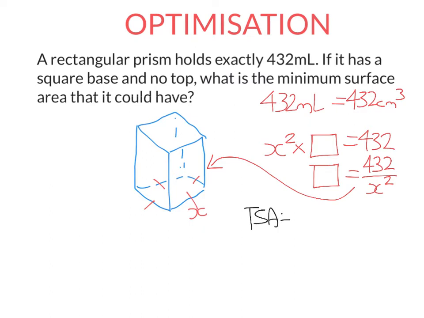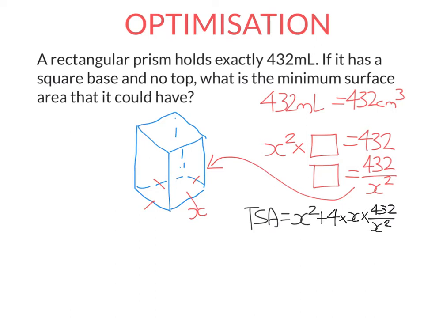So the total surface area, we've got the area of the base, which is x squared. Note that there's no x squared up here because it has no top. And then we find the area of the other four rectangles. So we've got 1, 2, 3, and one at the back, 4. All four of those rectangles have the same area. They have a width of x and a length of 432 over x squared. So their combined area is 4 lots of x times 432 on x squared.